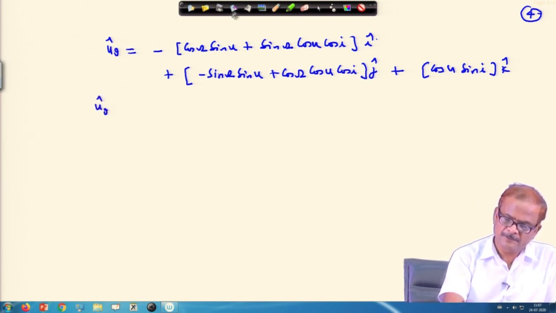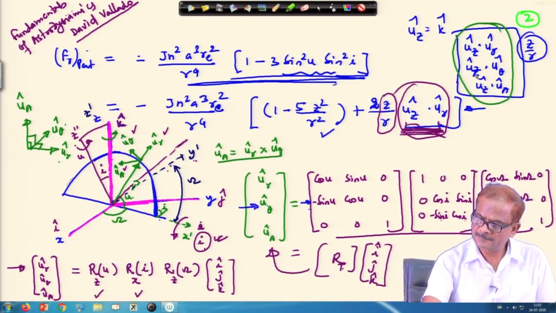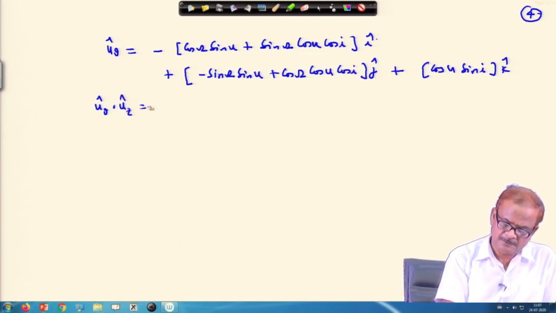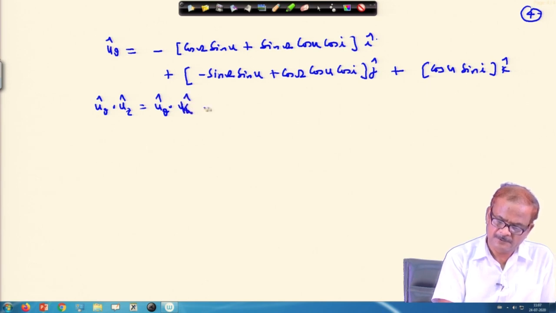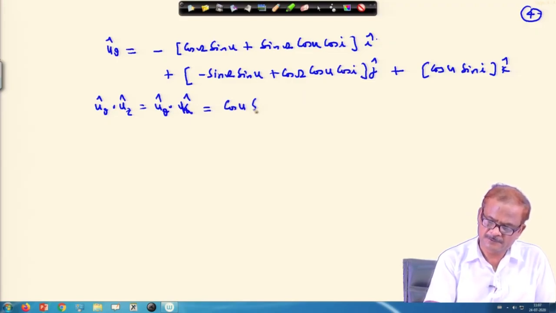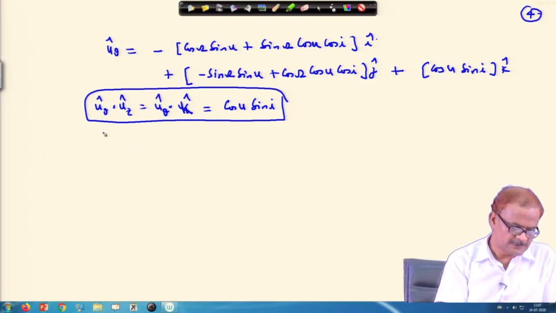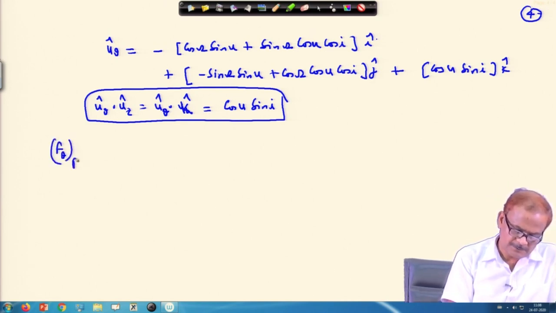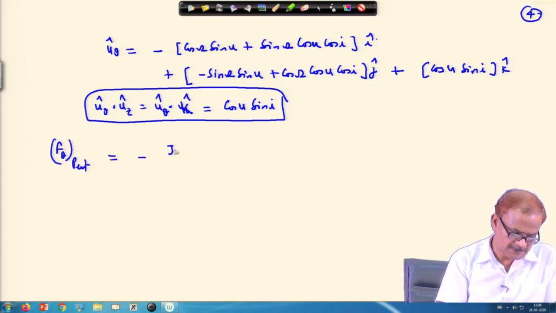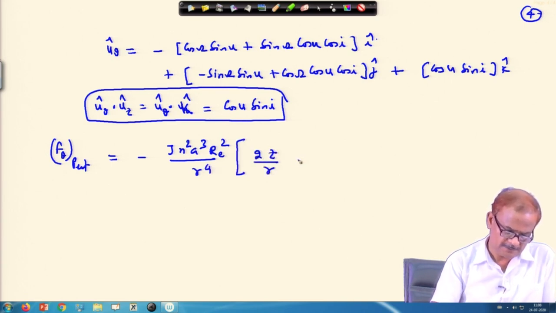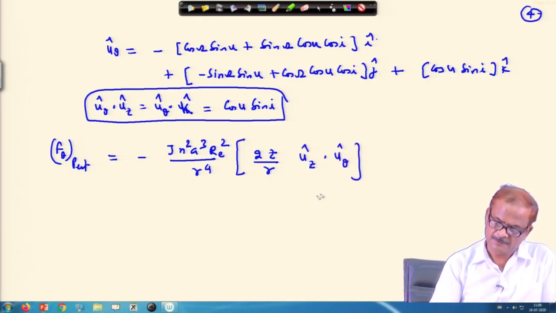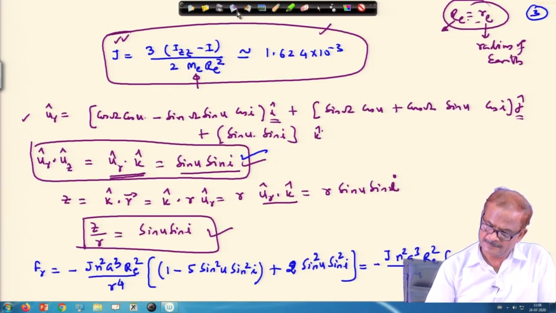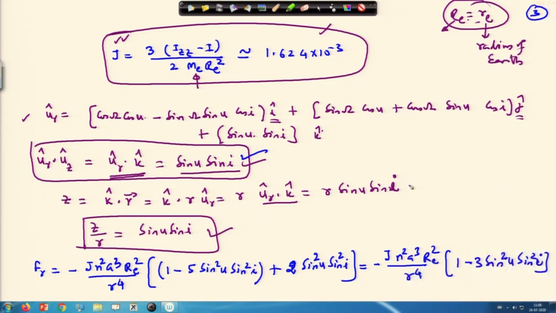The same way for u theta cap, the quantity that we require is u theta cap dot u_z cap. This will be u theta cap times k cap. And immediately we can see that this will result in cos u times sin I. So, use this in the equation for f theta that we have written earlier, where we have already derived all these equations. f theta due to the perturbation only was written as minus J_n square a cube, two z by r u_z cap times u theta cap, and once you replace z by r as we have derived here, z by r equals sin u sin I.